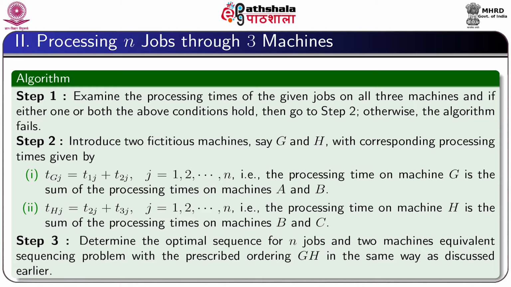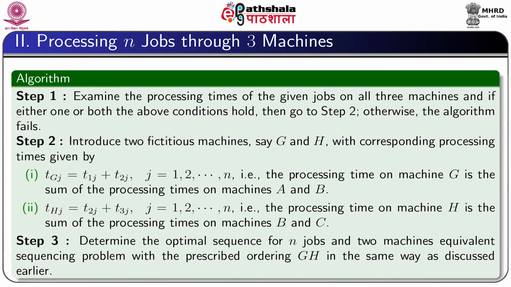To find the solution of the problem, we follow some algorithm. Step 1, examine the processing times of the given jobs on all 3 machines, and if either one or both of the following conditions hold, then go to step 2, otherwise the algorithm fails.